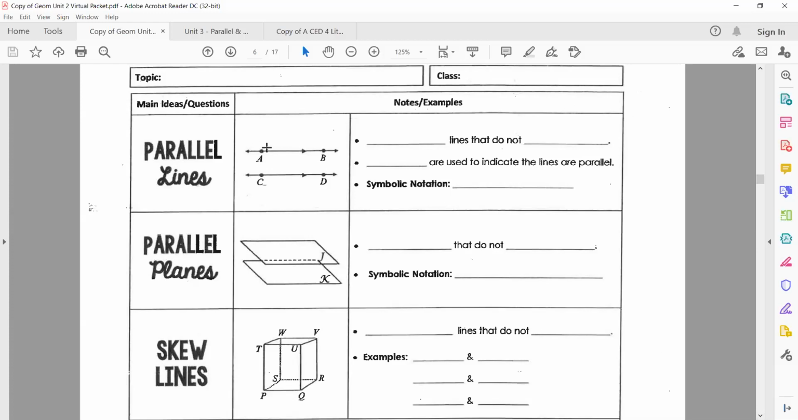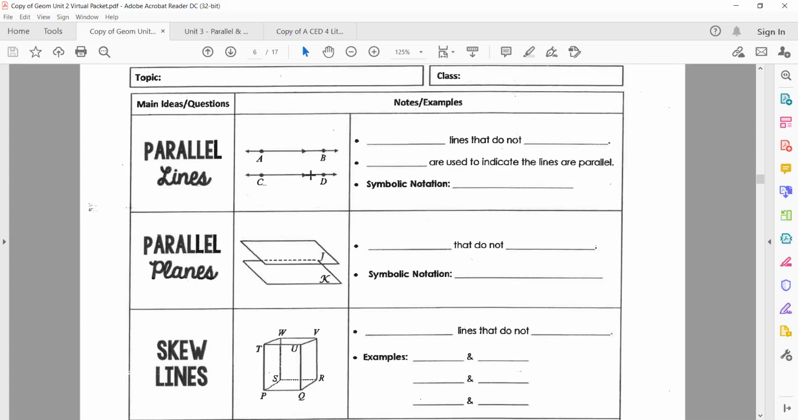If you look at these two lines here, line AB and line CD, you know these are lines because you have arrowheads at both ends, right? They're not segments. They don't stop at A and B. They go through A and B. They go through C and D, and they go on forever. That's what those arrowheads at the end of each of those mean.